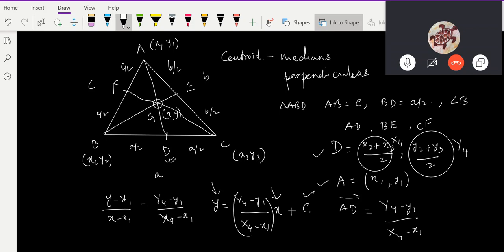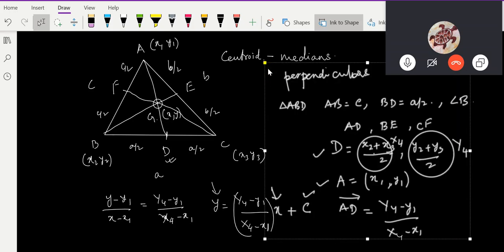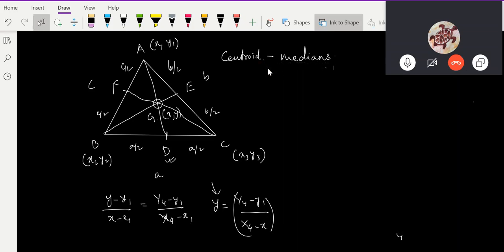So similarly, you can find out BE. You don't need to do all three, just need two of them, and you can find the point of intersection. So E would be x1 plus x3 by 2, y1 plus y3 by 2, and similarly you can find BE.